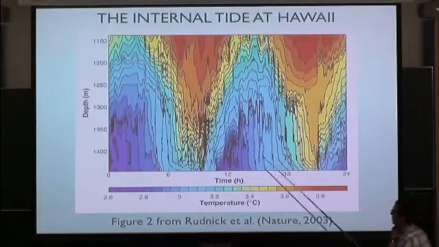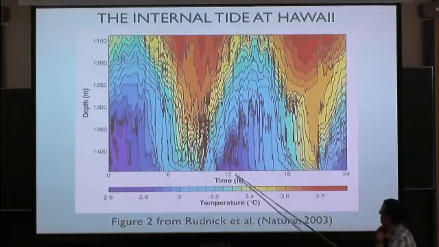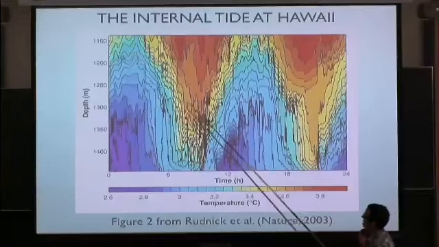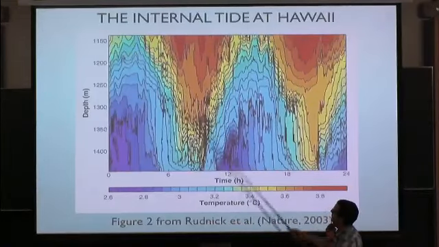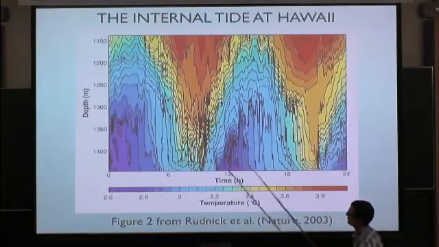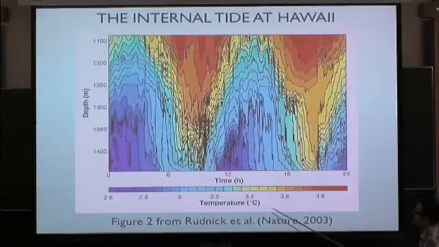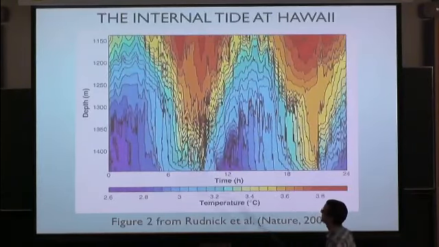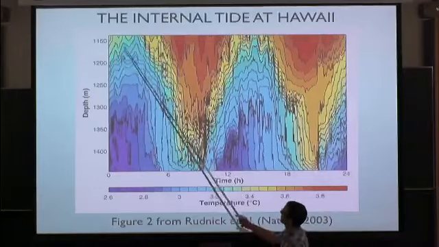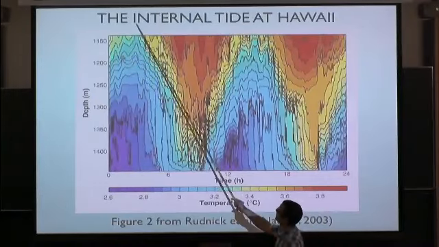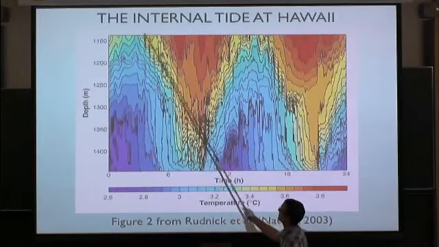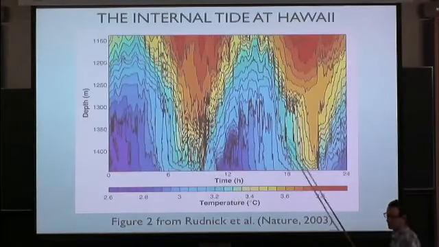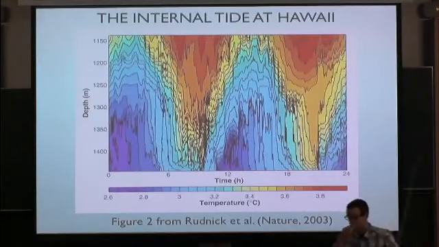Here are some observations from Hawaii. This is just 24 hours of time, so 2 semi-diurnal tidal cycles. This is a little bit of the ocean from 1150 to 1450 meters in depth, and we're looking at temperature. This is just a proxy for vertical motion on these time scales. So you can see, if we follow the yellow, the water going from 1100 meters all the way down to 1450 meters and back up. So 150 meter waves inside the ocean.